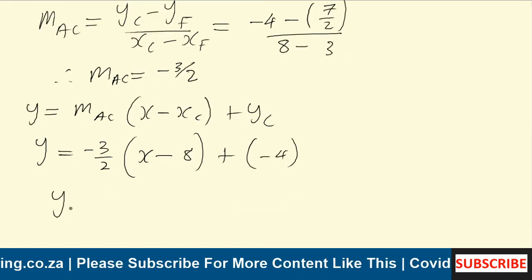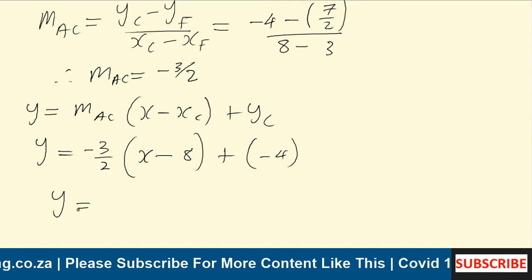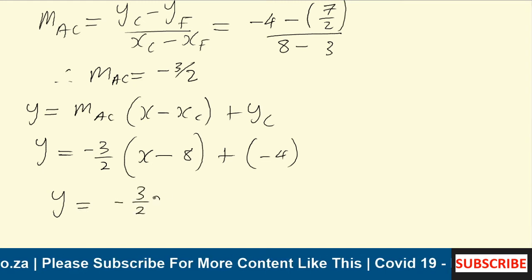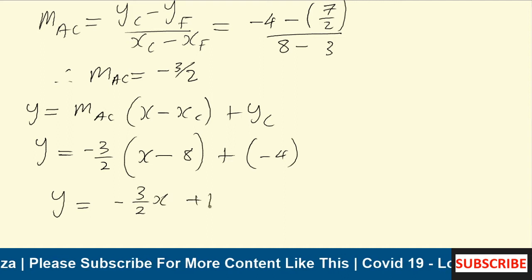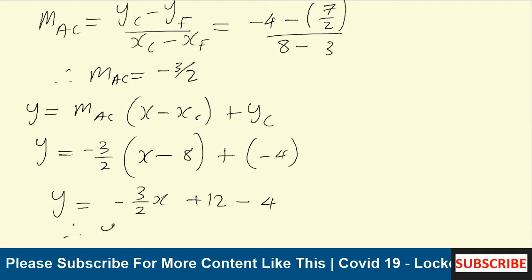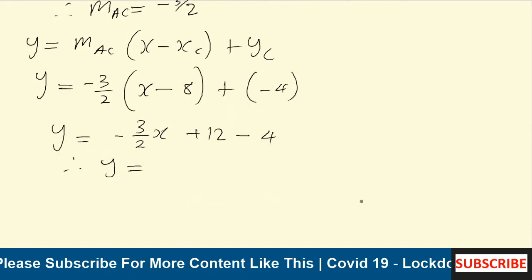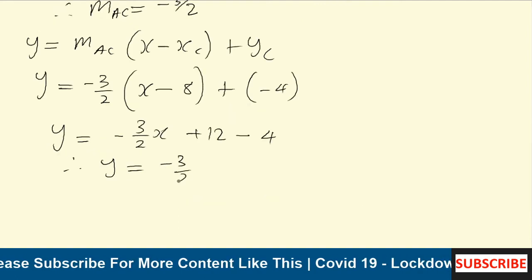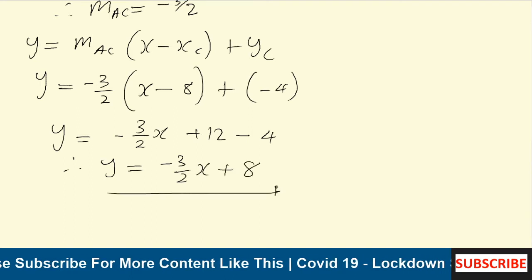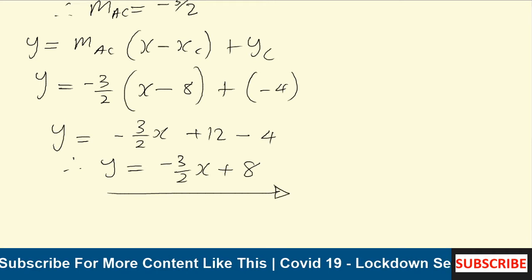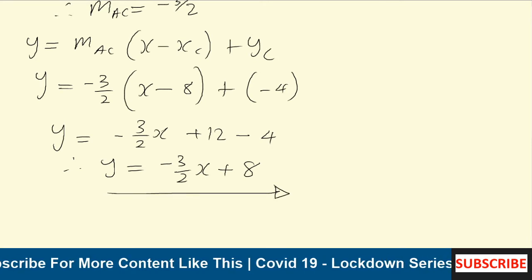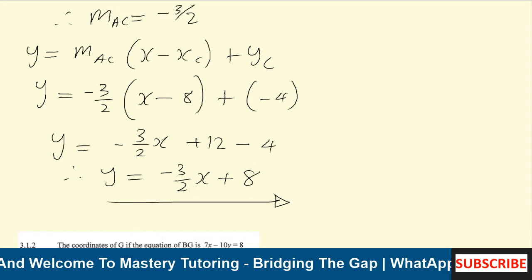Therefore the equation becomes y = -3 over 2 x plus 12 minus 4, which eventually becomes y = -3 over 2 x plus 8. This is the equation of line AC. Right now we're going to go and do 3.1.2.